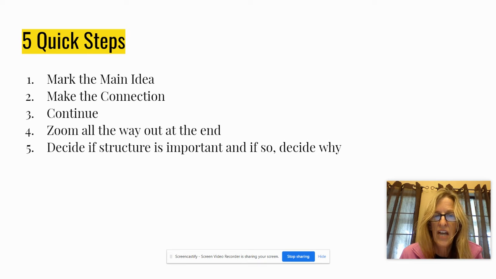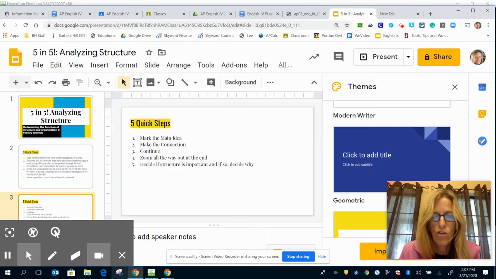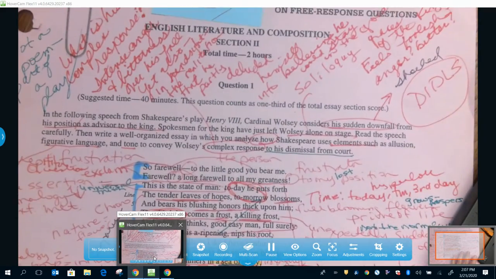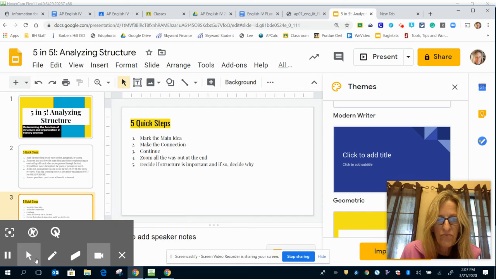Number 5, then, by the time you get to the very end, after you've zoomed all the way out in number 4, you have to decide if the structure is something important enough for you to discuss in a free response essay. If it is a technique or strategy the author is using to function in a particular way, to make a particular impact. And if so, of course, you have to decide what that is. But these are the steps you can take to get you to the point whether or not you think it's going to be important. So let's very quickly look at this poem one more time.